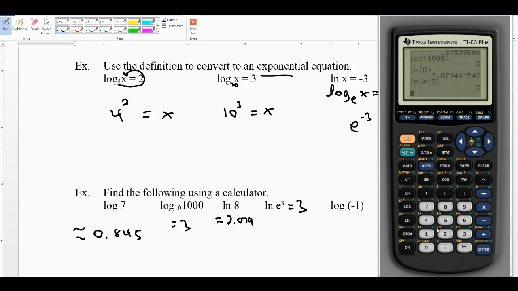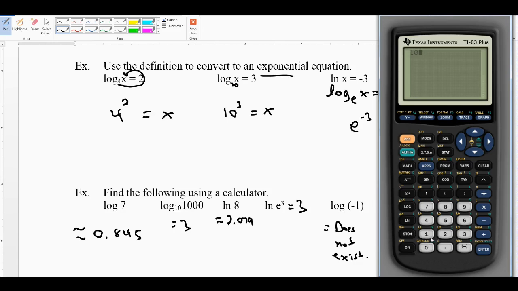And then we have log of -1. Error. What that means is it does not exist. No solution. Has no answer. The reason why is the base is 10. What exponent on 10 gives us the answer of a negative number?